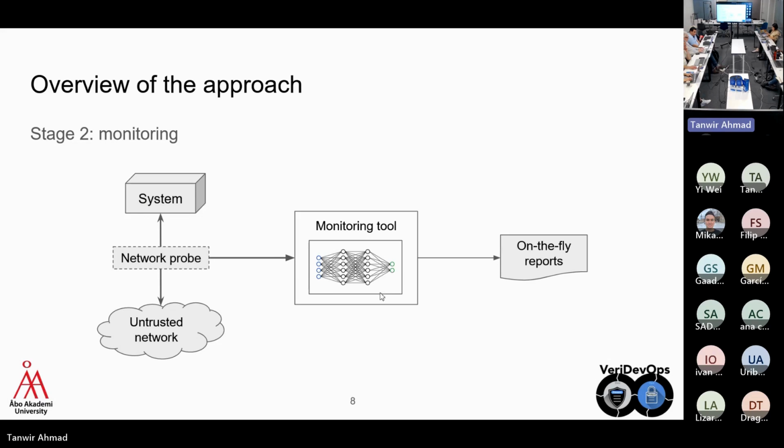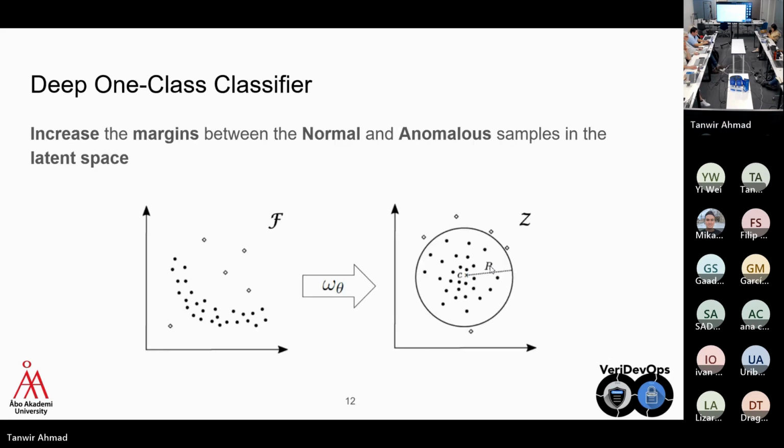Basically, the structure looks like this: we have a network probe, which is sniffing the traffic between the system and the untrusted network and sending that traffic to the monitoring tool. The monitoring tool then uses the classifier which we trained in the previous stage, and produces the prediction based on the classifier and the network traffic.